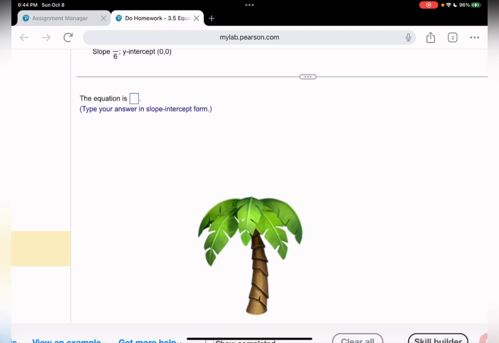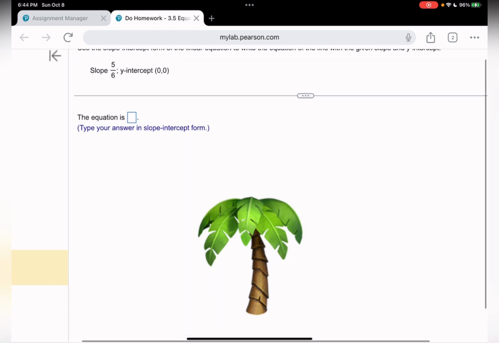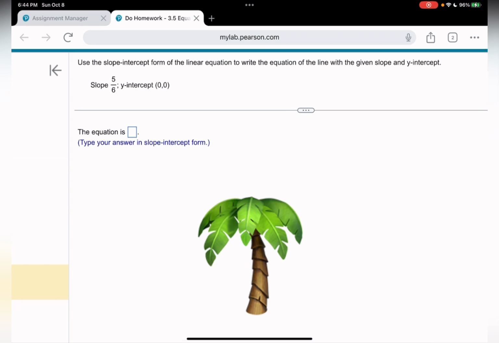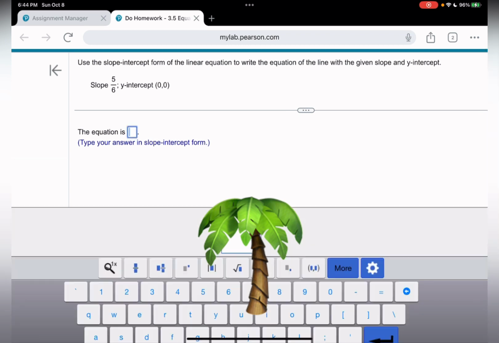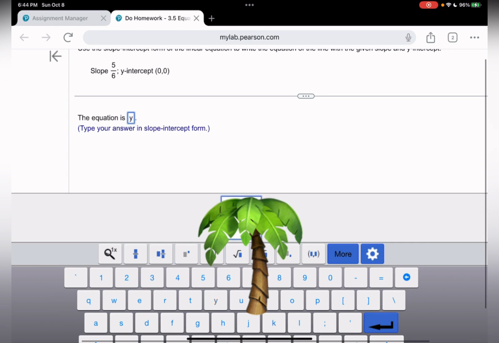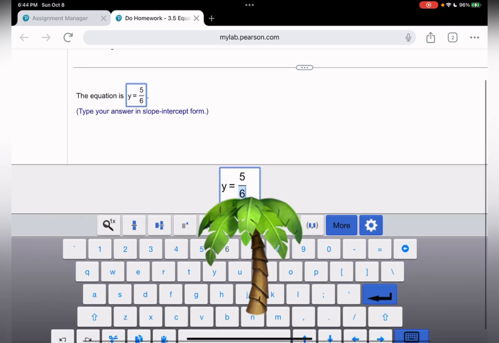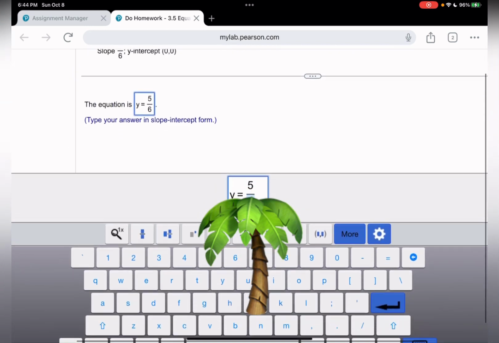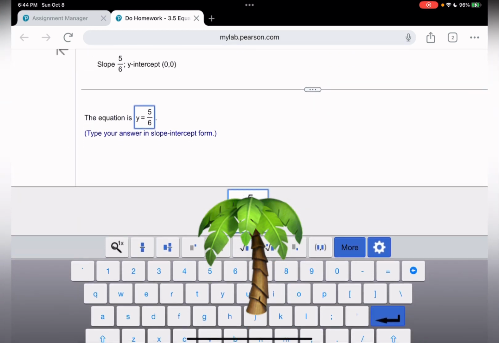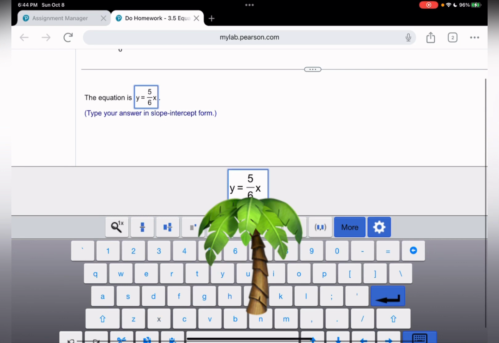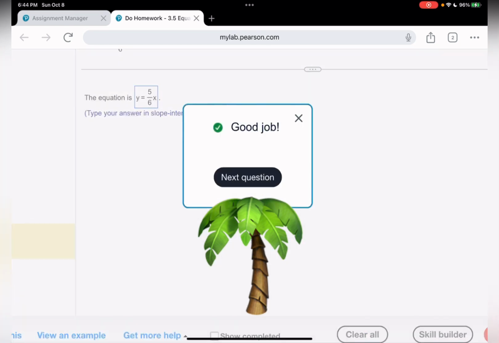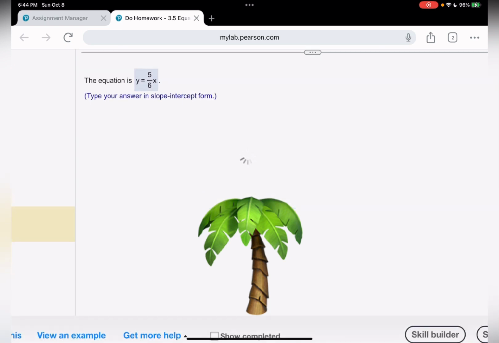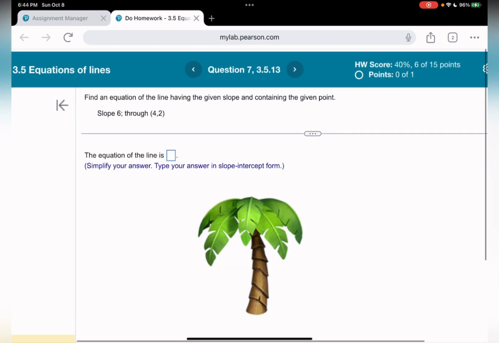Well done. Moving to next one, we have slope 5 over 6, so it's going to be y is equal 5 over 6, and intercept is 0, so we don't want to put 5 over 6x, and we don't want to put plus 0. That's it. It's going to be all. Very good. Moving to question number 7.